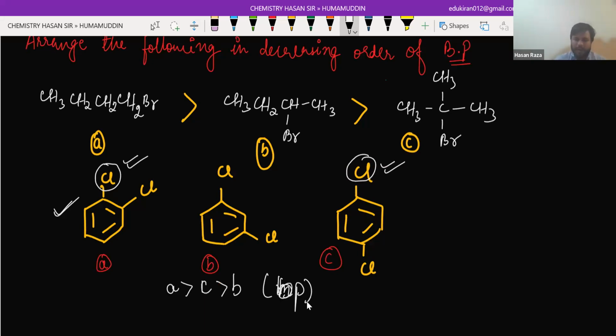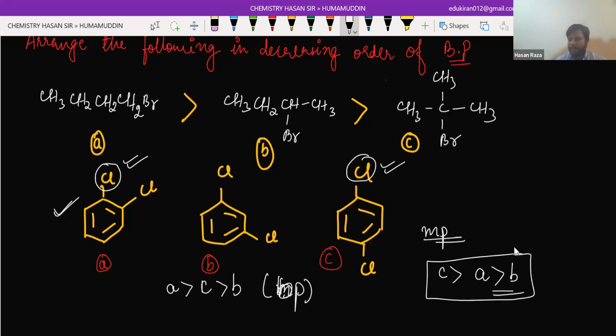If you are going to see the melting point, it's very easy as well. This para position will have the highest melting point. Then comes your ortho position, and at last meta position. Melting point varies because with this structure, the particles of this compound will be packed tightly as compared to this and this. That's why this order is very important.